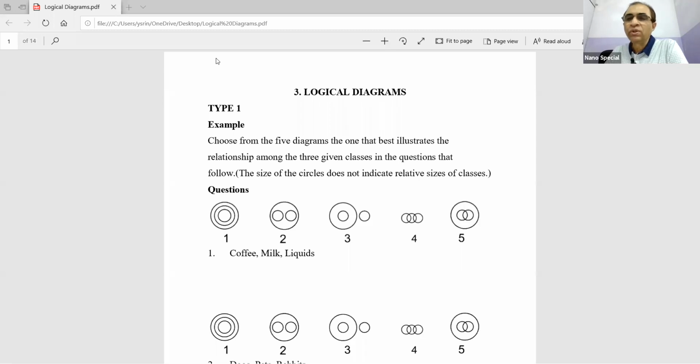And two, you should do them accurately. No mistakes. You shouldn't be making mistakes and scoring negative marks. So these are the only two things that you'll have to take care of in logical reasoning. Other than that, no big deal.